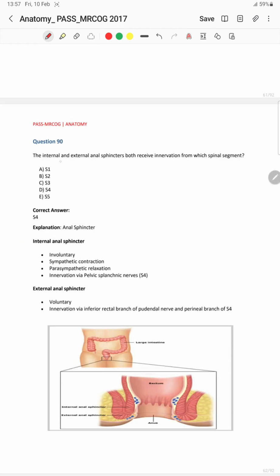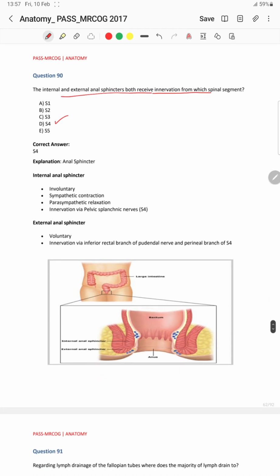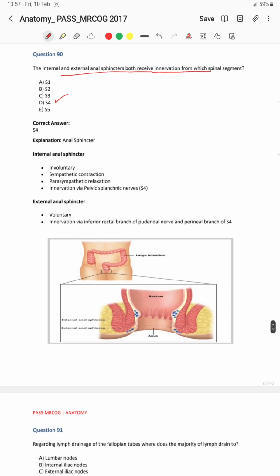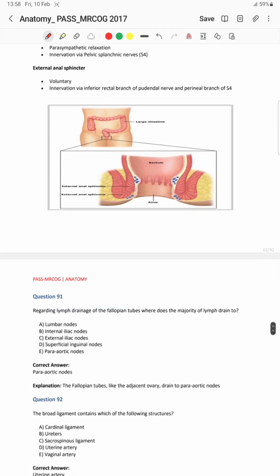Question number 90: the internal and external anal sphincters both receive innervation from which spinal segment? We have discussed previously that it is S4. The anal sphincter is divided into the internal anal sphincter and the external anal sphincter. The internal anal sphincter is involuntary: sympathetic causes contraction, parasympathetic causes relaxation, and the innervation is by the pelvic splanchnic nerve, which is S4. Similarly, the external anal sphincter is voluntary, and the innervation is by the inferior rectal branch of the pudendal nerve and the perineal branch of S4.